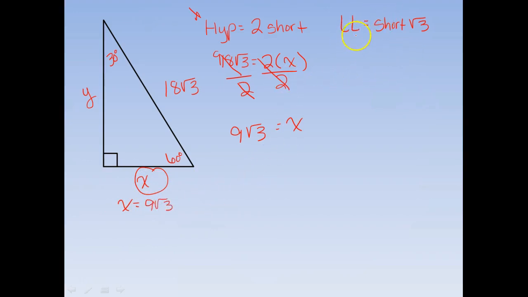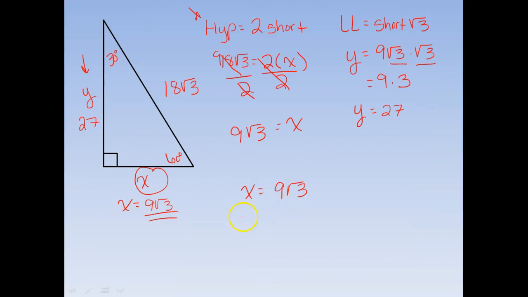So now we can find the long leg. If you come over here and you look, your long leg is y, which equals the short leg times root 3. We now know the short leg is 9 root 3, so I have 9 root 3 times root 3. So I have 9 times, what is root 3 times root 3? It is 3. So your long leg is equal to 27. So your short leg is 9 root 3, and your long leg is 27.